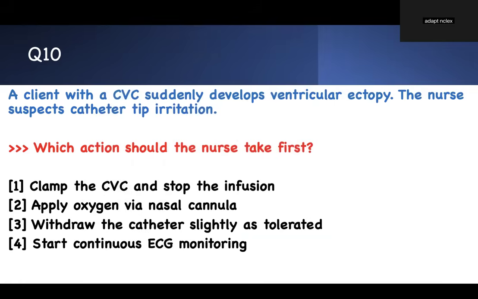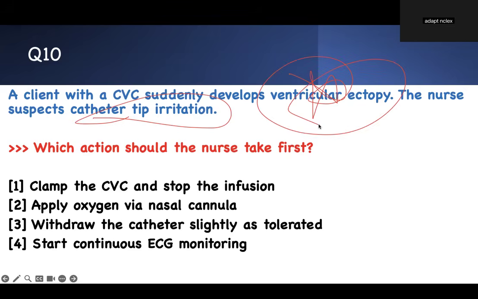A client with CVC, that means what? Central venous catheter, sadly developed ventricular ectopy. It's a big word. Don't worry. By explaining to you, you may see this in NCLEX. The nurse suspects catheter irritation. Forget about the ventricular ectopy. It's designed to distract you. I have a catheter going to my heart and it's irritating the ventricle. I think it's the catheter tip.